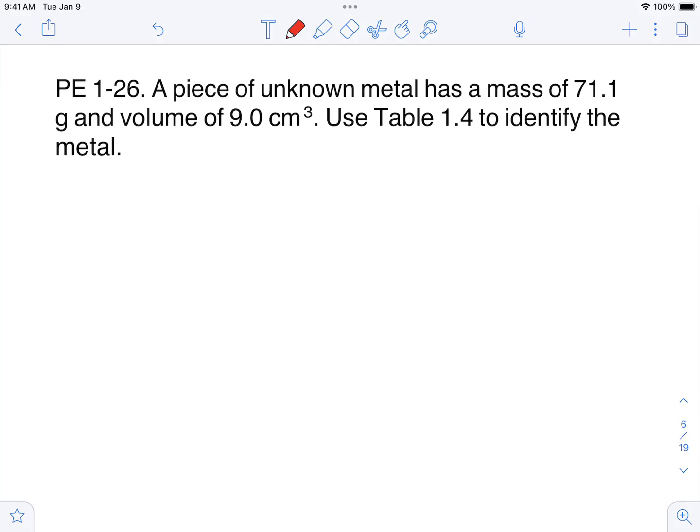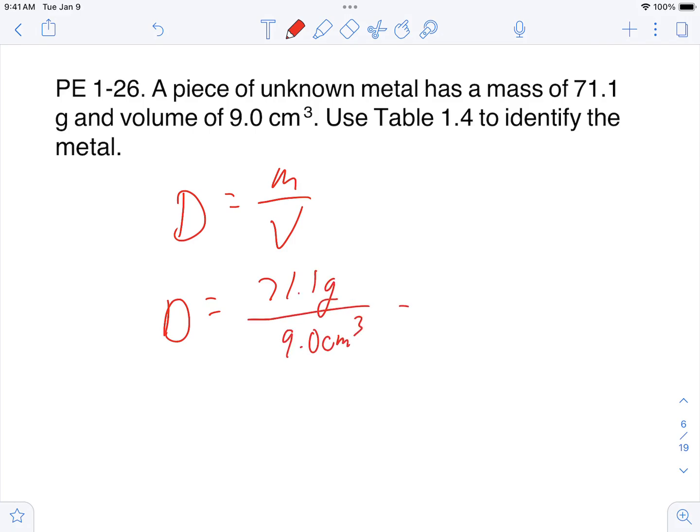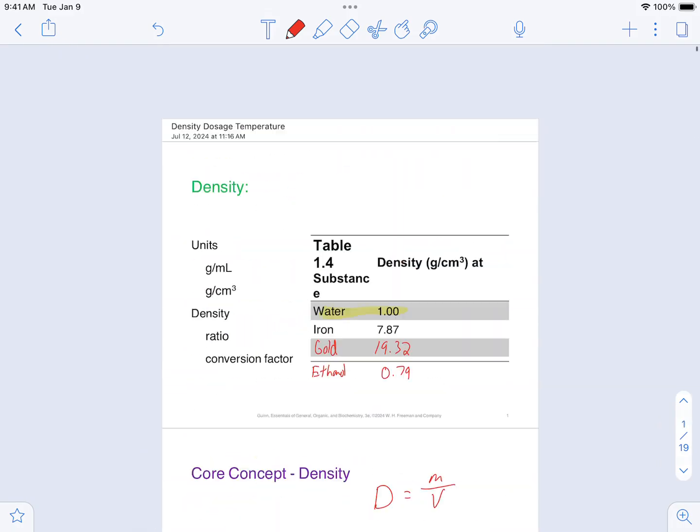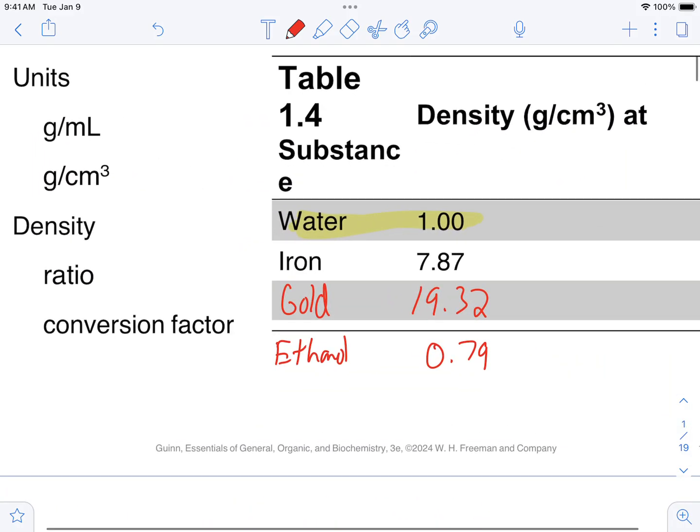A piece of unknown metal has a mass of 71.1 grams and a volume of 9 cubic centimeters. Use table 1.4 to identify the metal. So that was the table at the top that gives us different densities. So we have to find the density. So when we plug our information in, we should have 2 sig figs. So we have 7.9 grams per cubic centimeter. And if we look at the top, what is 7.9 closest to? That would be iron.